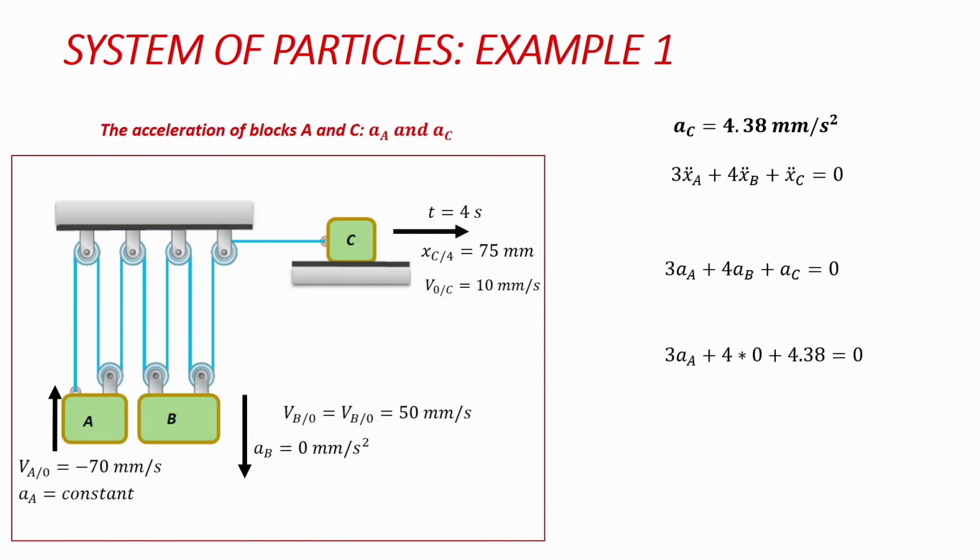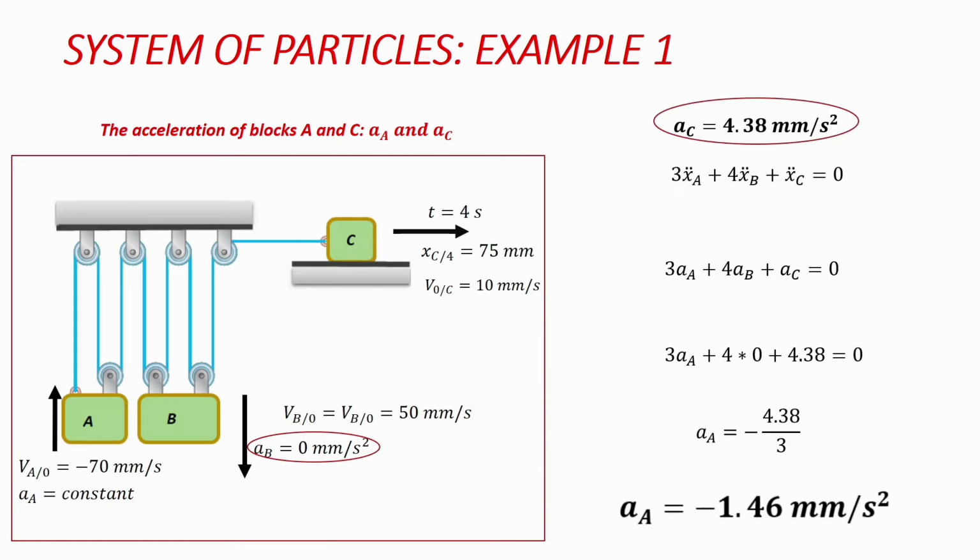If we input all that we have into the equation, we're looking for a_A, so it's an unknown. We have the acceleration of B to be 0 as given in the question, and we have estimated the acceleration of C to be 4.38. If we simplify this equation, we get the acceleration of block A equal to 4.38 over 3, which is equal to 1.46, and it's negative because of course we said A was moving upwards. We have calculated the acceleration of block A and that of block C.